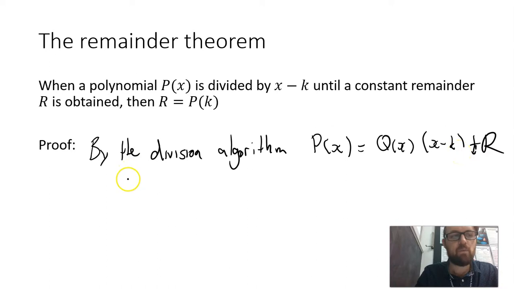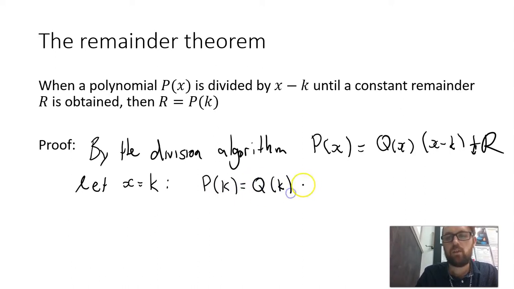Well, let's say we're going to let x equal k. All right, so we're going to change all our x's into k. So basically what we get is p of k equals q of k times by k minus k. We're changing all of those x's plus r.